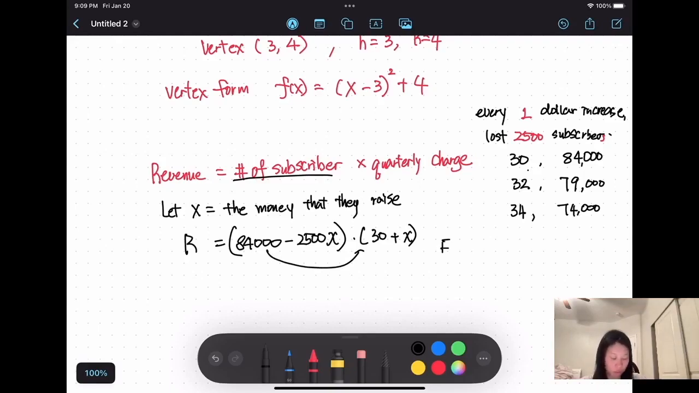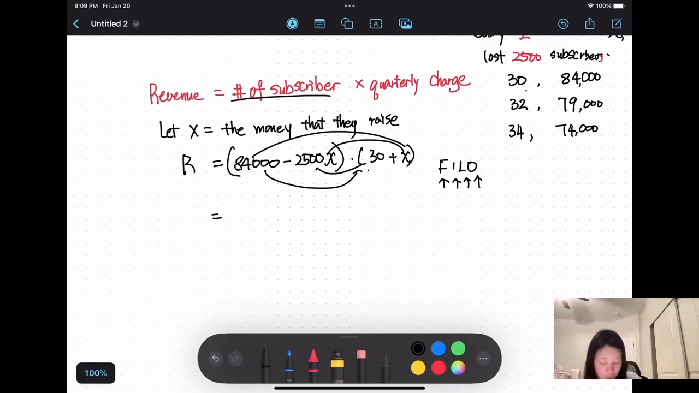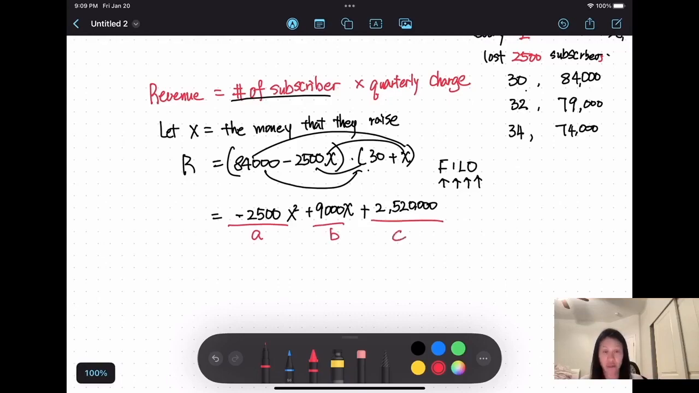So after you FOIL it, please calculate it by yourself to practice. You will have negative 25,000 x squared plus 9,000 x plus 2,520,000. Okay, so this is the standard form of the function. You may see that this is a standard quadratic function. If it's a quadratic function, the coefficient of the x squared is our a, this is our b, and this is our c.